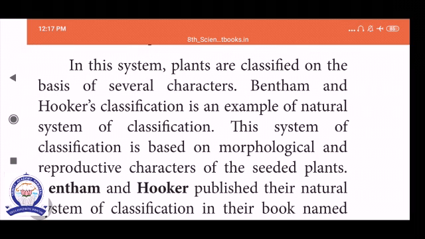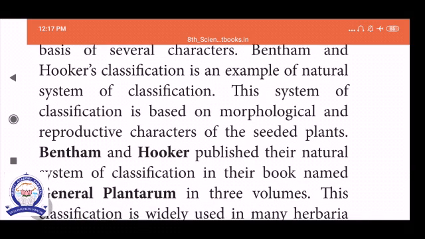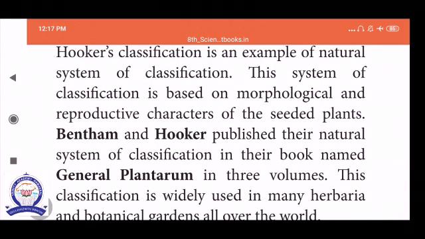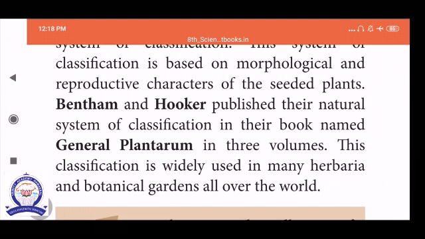Seed plant means Angiosperm and Gymnosperm. Bentham and Hooker published their natural system of classification in their book named Genera Plantarum. Which book? Genera Plantarum. Whereas Species Plantarum, who wrote it? Carolus Linnaeus. And Genera Plantarum? Bentham and Hooker. Both questions are asked for 1 mark. Genera Plantarum was published in 3 volumes.